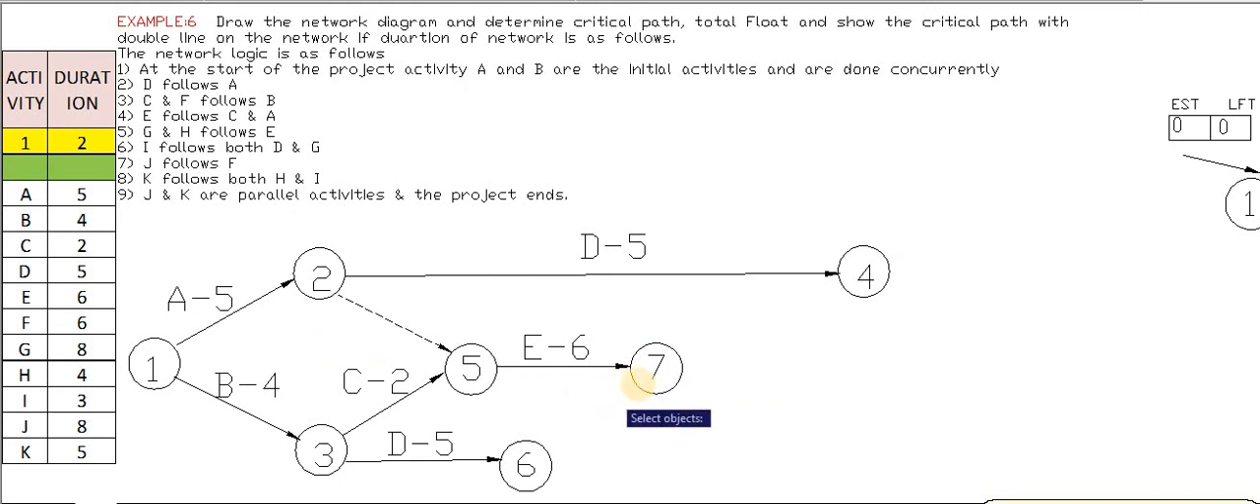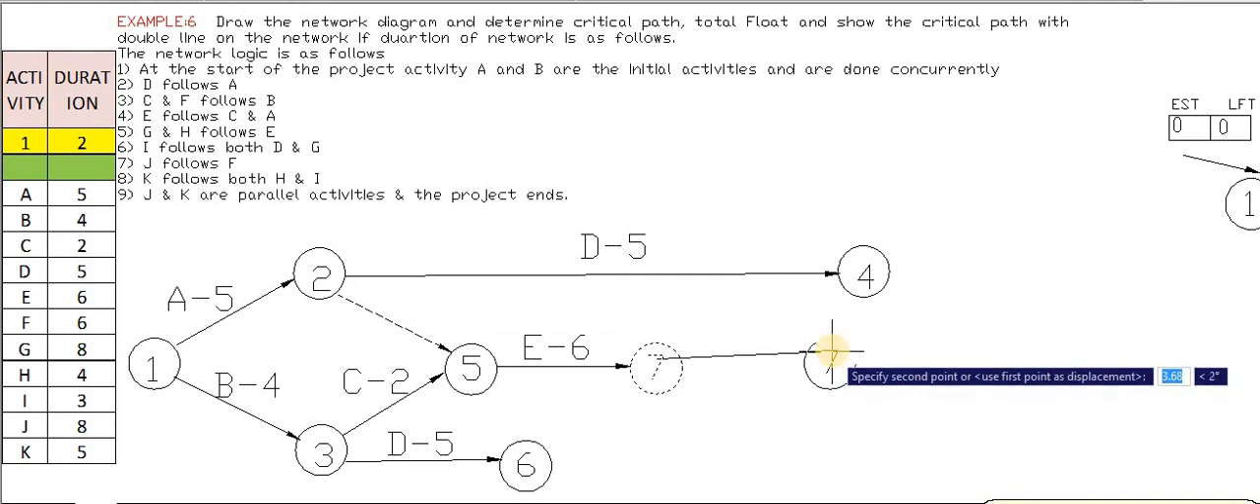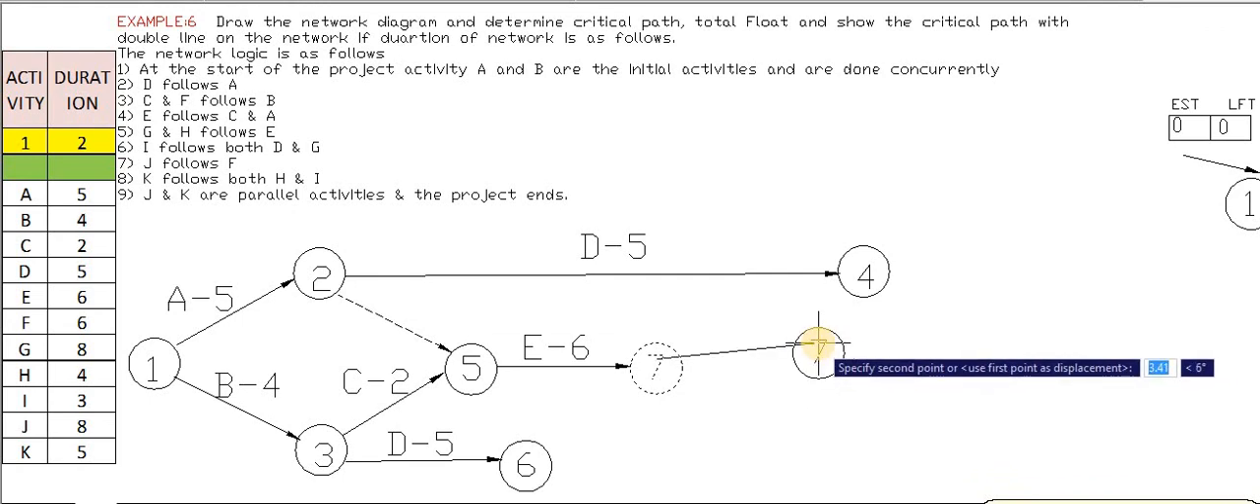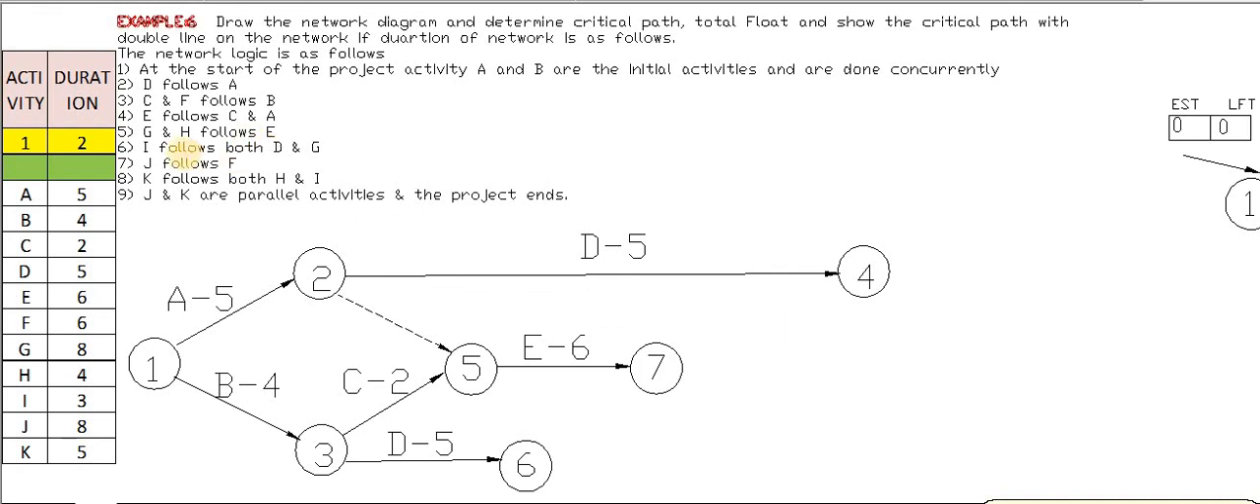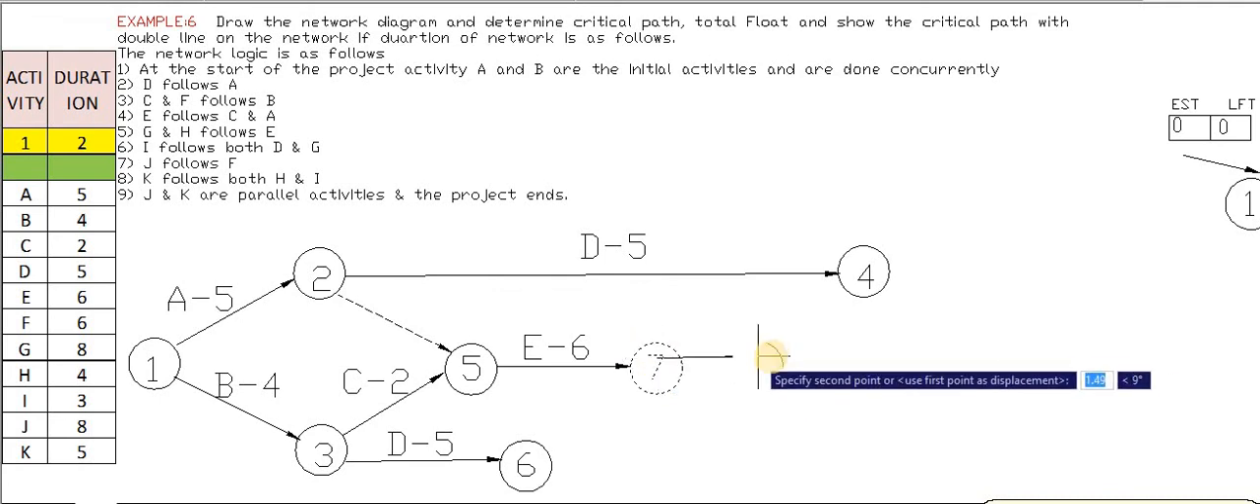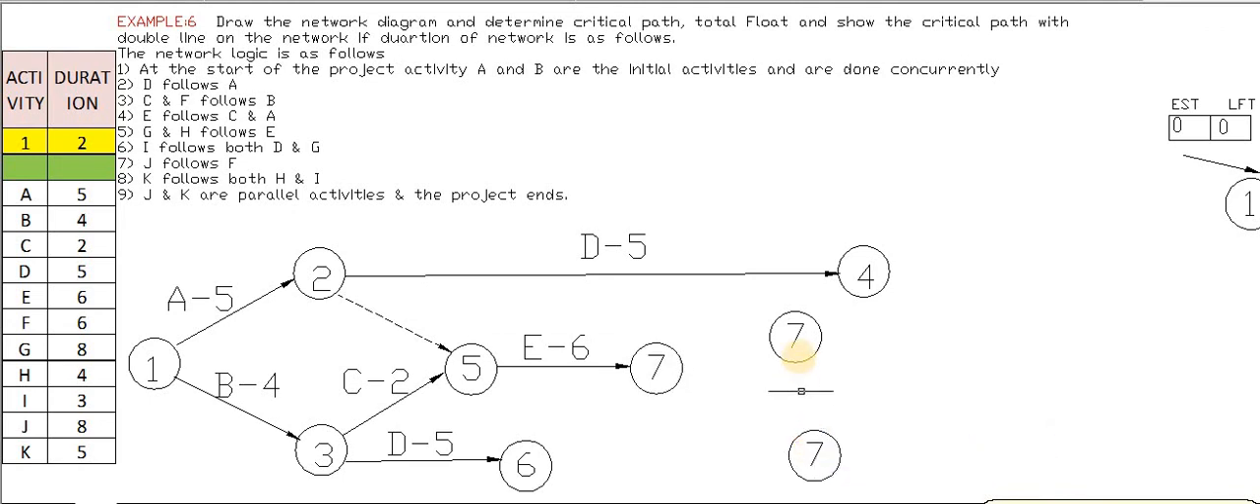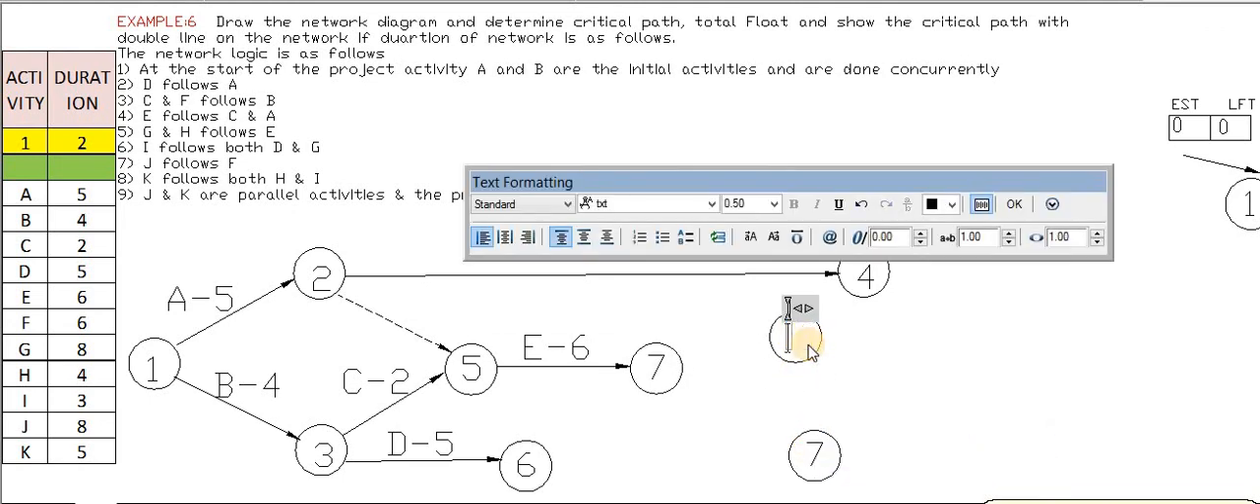So here we will draw G and H, but before that we will just draw this for G and H. Okay. Again we will see some more sentences here also. G and H follow E. That means only after completion of E, G and H will be started, and G and H will have the same point. So we will start G and H here. So we will copy this here, and we will keep this number as 8, and we will give this number as 9.